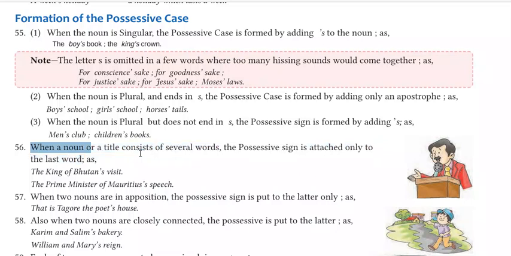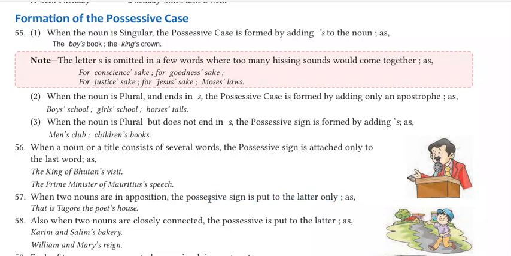When a noun or a title consists of several words, the possessive sign is attached only to the last word. Whenever we have compound nouns, we put the apostrophe with whatever is the last word. For example, the king of Bhutan's visit. Here, the king of Bhutan is a compound noun, so with Bhutan we are adding an apostrophe and s. The Prime Minister of Mauritius' speech, right?